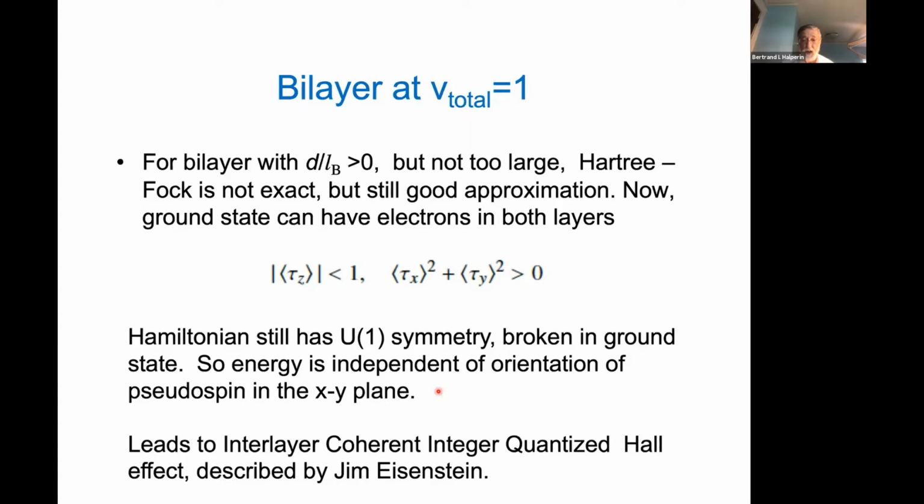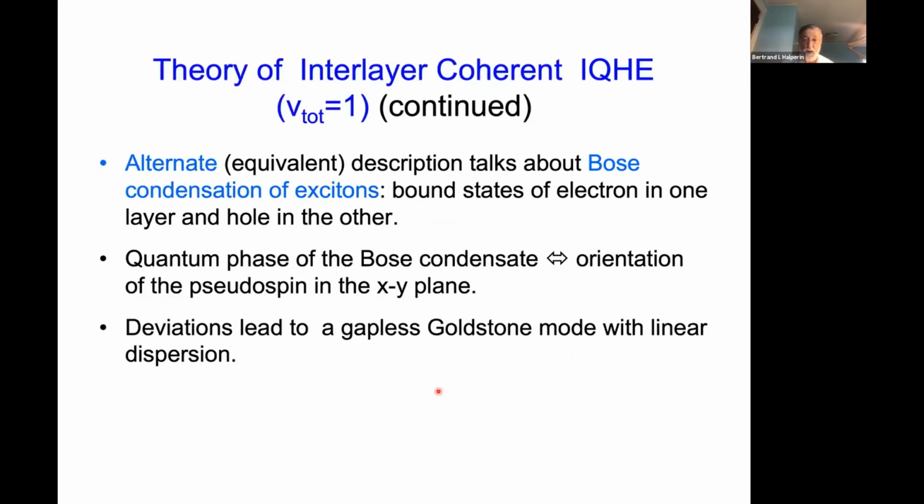Of course, the alternate description is in terms of a Bose condensation of excitons. If we start with a filled Landau level, spin up and down, let's say an empty spin up, and then I add bound states of electrons from one layer to the other, I'm adding these excitons, and the interlayer coherent state that we're talking about is the state when the excitons form a Bose condensate.